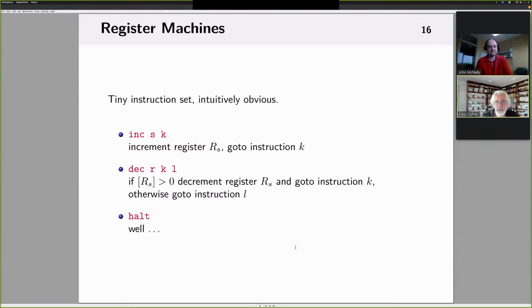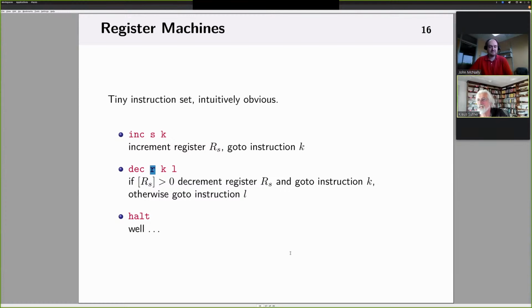Now the only operations you can perform in this very, very weak language is you can take the contents of a register and increment it. And then when you're done with that, you continue execution of the program in line K. So this inc S K means increment register number S, and then continue execution of the program in line K. So add one. And then there's a second instruction, decrement S K L. So this is a conditional thing. Oops, this should be an S, I'm sorry. If you look very carefully, what looks like an R here on the screen is actually an S.